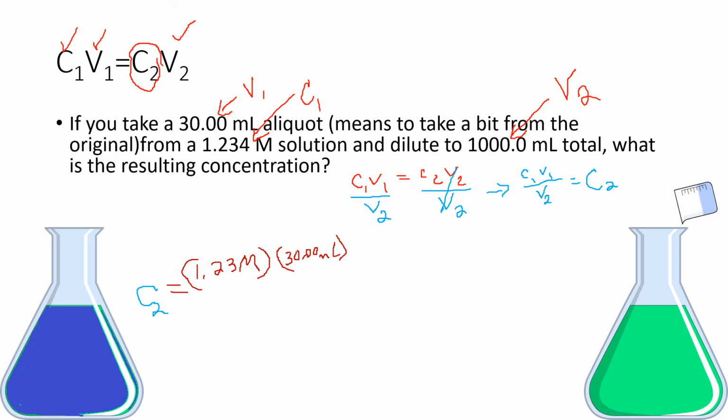All right. Let's see. V2 goes down here on the bottom. 1,000 mils. Technically 1,000.0 mils. All right. Now, what will cancel? Mils on top, mils on bottom cancels, leaving me molar, which will be a concentration unit. Yay. That's good. That's what we want it to be. All right. So now you got to crunch the numbers. So 1.234 times 30 divided by 1,000.